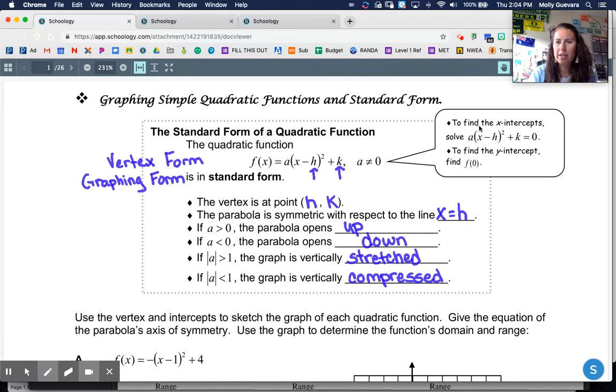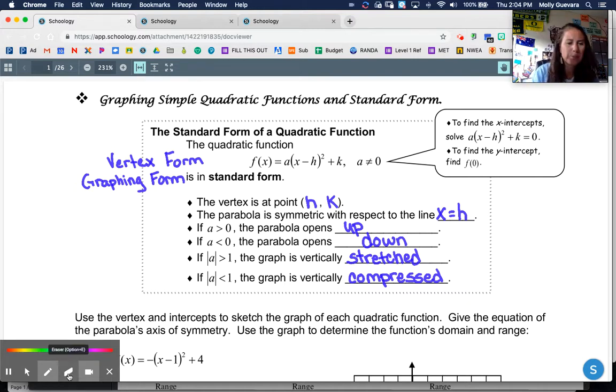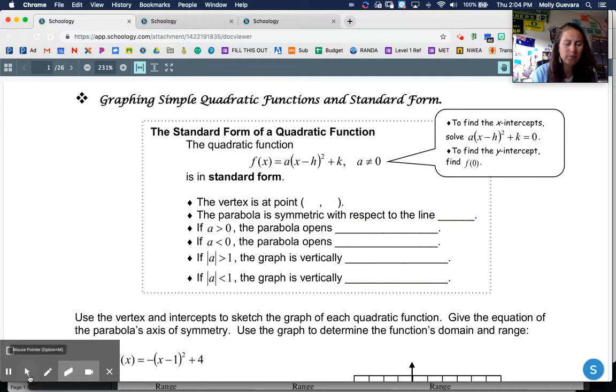So just a quick rundown of that. The only other thing here is to find the x-intercepts, I'm going to set the whole equation equal to 0 and solve. And then to find the y-intercept, I'm going to plug in 0 for x and solve. And we'll review and practice that here too. So let's look at our first example.